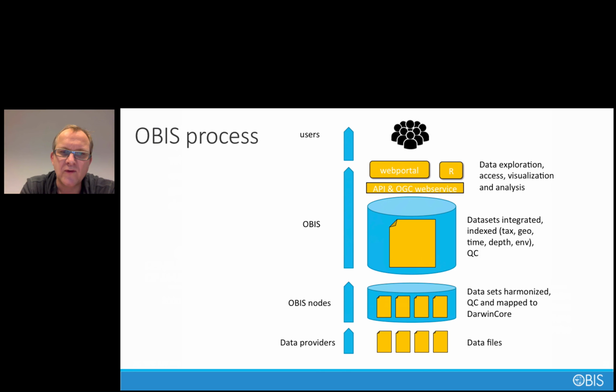Then at international OBIS, we harvest the files from these nodes, we integrate these data sets, and we index them and quality control them. So we index them by taxonomy, by geography, by time, by depth, by environmental parameters that we get from the World Ocean Database. And then we provide that integrated database through a web portal, which is connected through our API and the OGC web services. We've also recently built an R package. So this will allow our users to explore the data, to access the data, to download, to visualize, and to analyze the data.